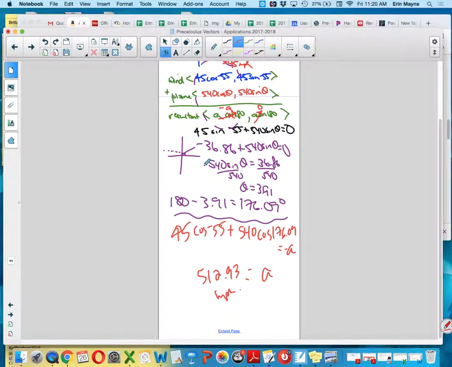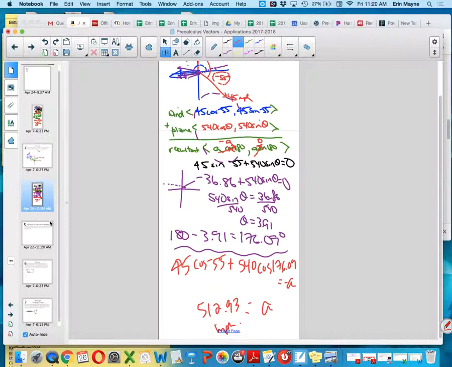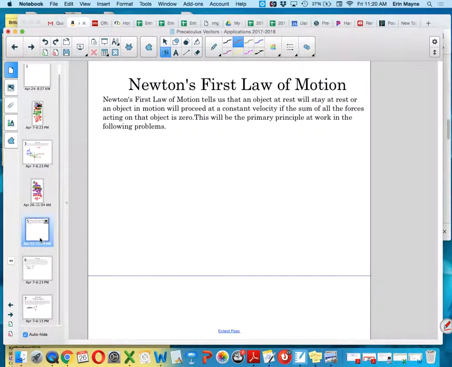Okay. So the only thing that we're going to now add to this is a new way of looking at magnitude and a new type of word problem. Now, you got notes from Wednesday. Will you get out those notes, please?